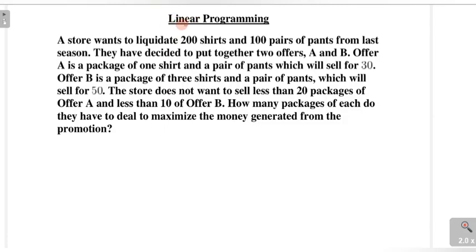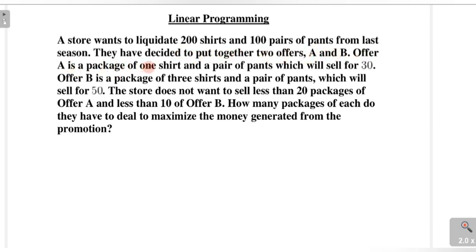And lastly, we are going to be looking at Boolean programming. So I'll use this as an example to work out what we should be expecting. A store wants to liquidate 200 shirts and 100 pairs of pants from last season. They have decided to put together two offers, A and B.